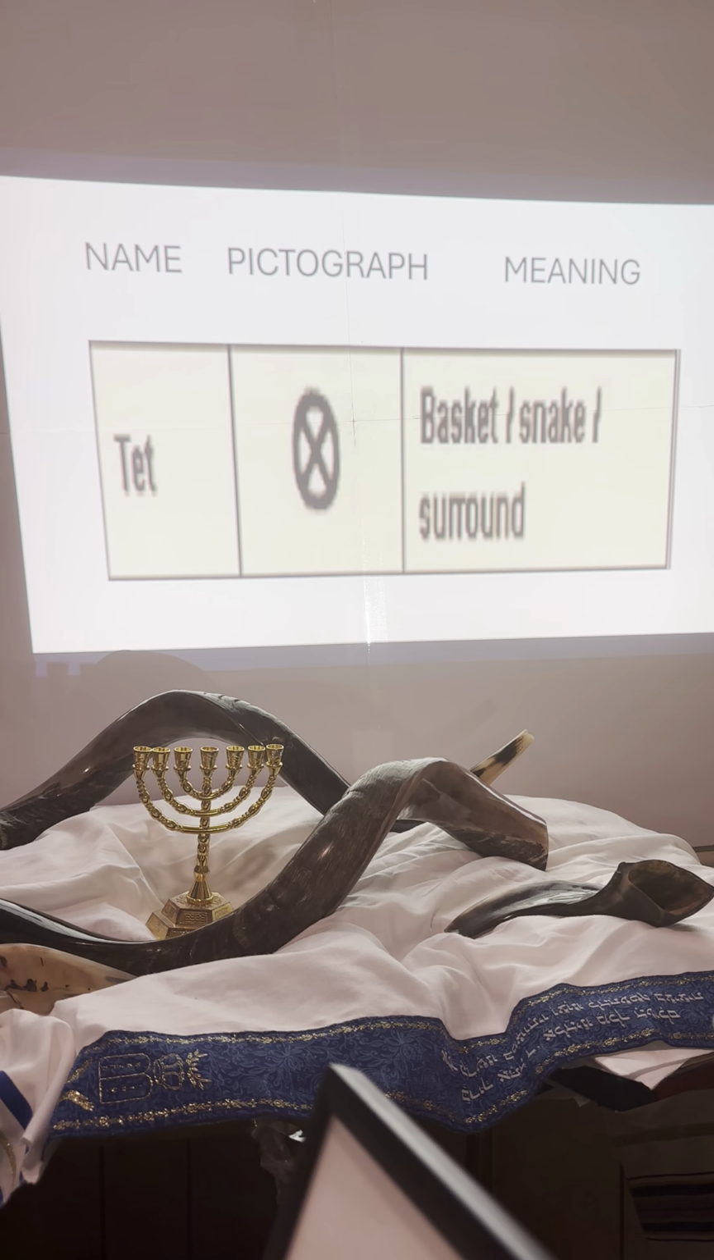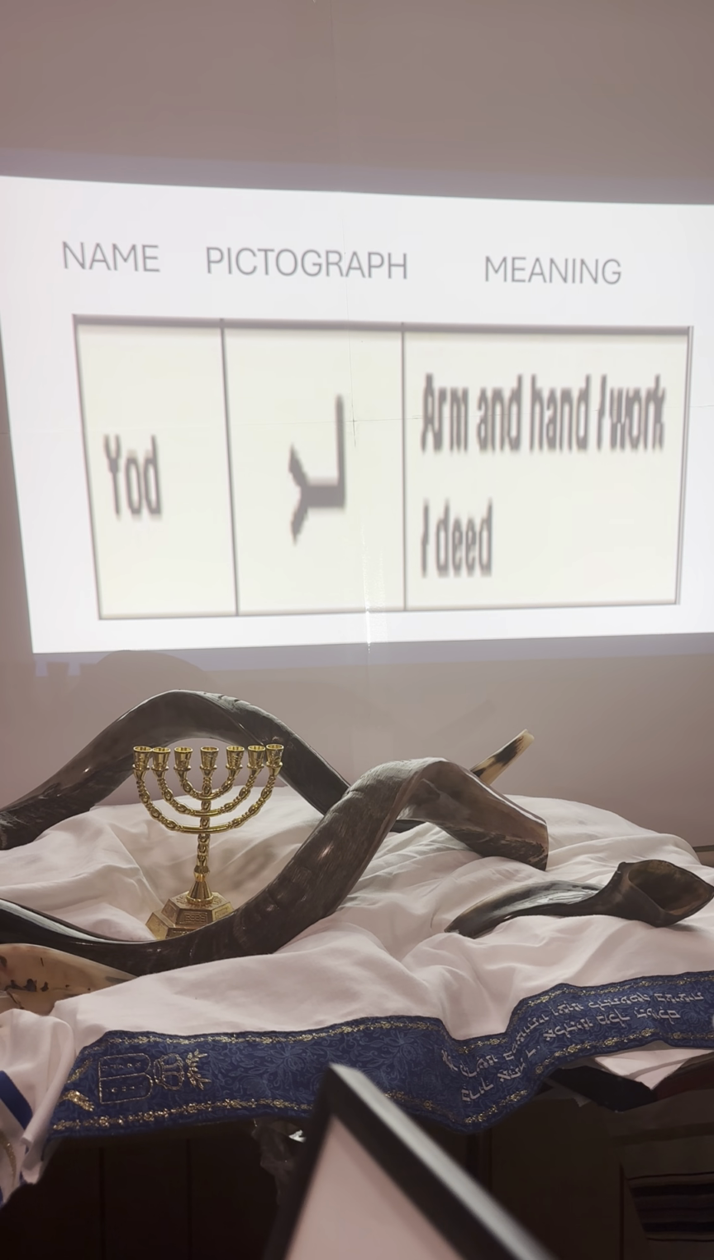Then we have Tet, and it has the meaning of basket, snake, surround. That's the meaning. And Yod, or Yad, and it's dealing with the arm. If you notice, the hand and arm, work and deed.